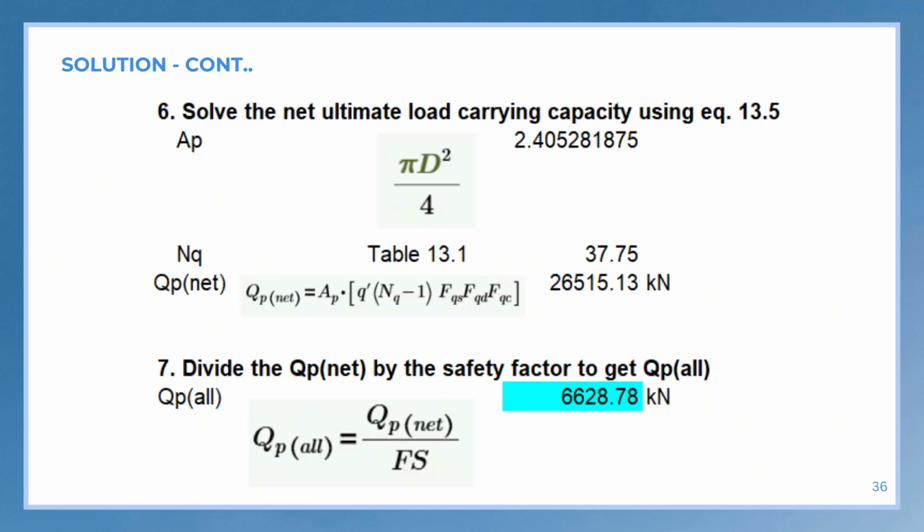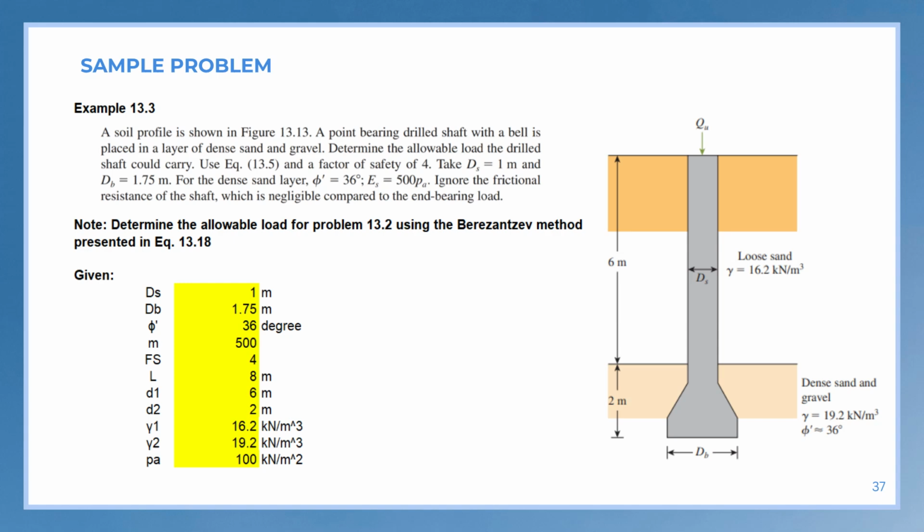After finding all the required factors, the base area and the bearing capacity factor are used in equation 13.5 to calculate the net ultimate base capacity. Once the ultimate base capacity is obtained, it is divided by the factor of safety to determine the allowable base load. From the calculations, the allowable load is about 6,629 kilonewtons.